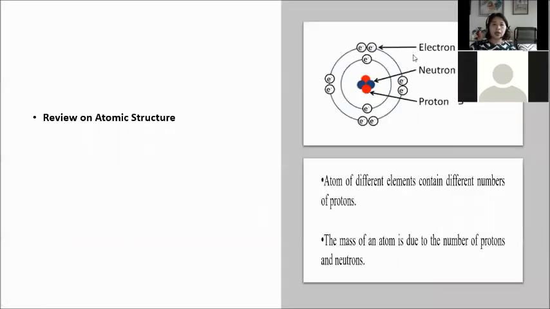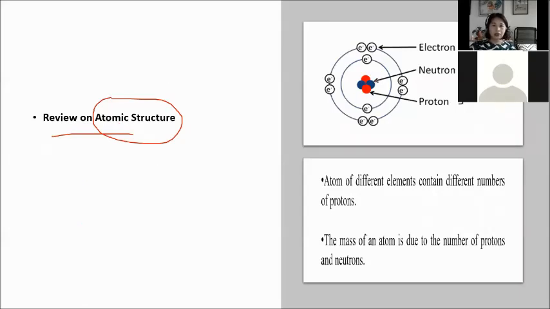Okay, so next we have the second part. This is the nuclear phenomena. So we need to review first the atomic structure, or structure of an atom. The atomic structure is analogous to a solar system. Wherein, sa solar system, the sun is the center. And revolving around the sun are a number of planets.